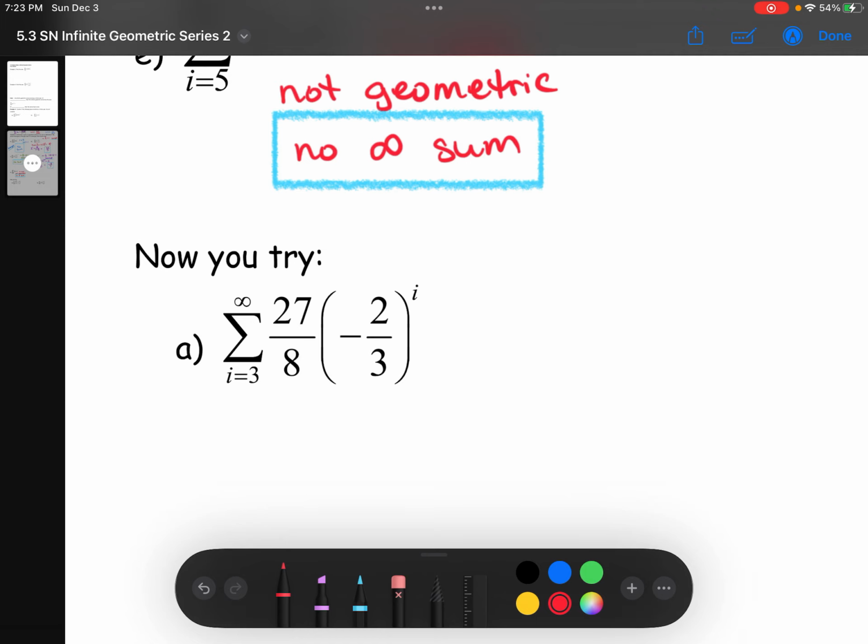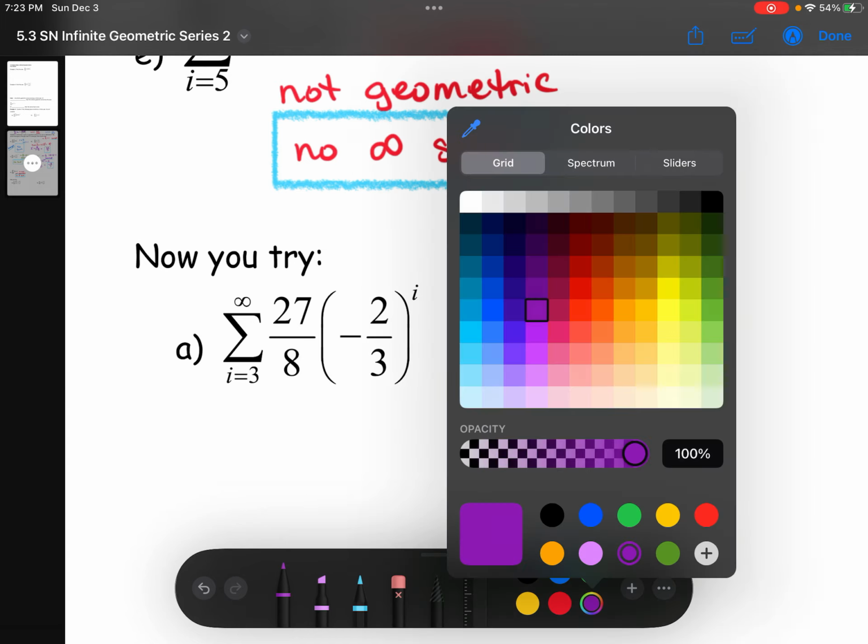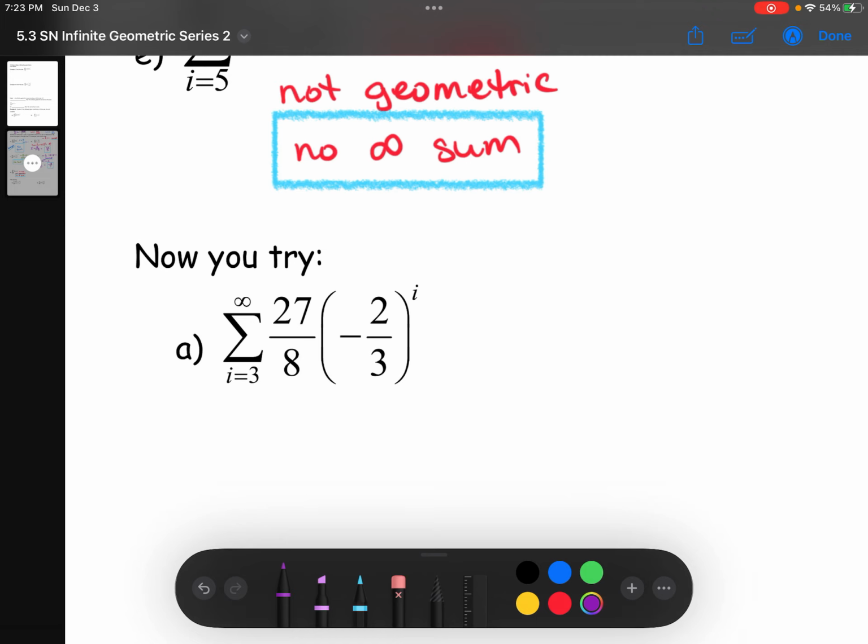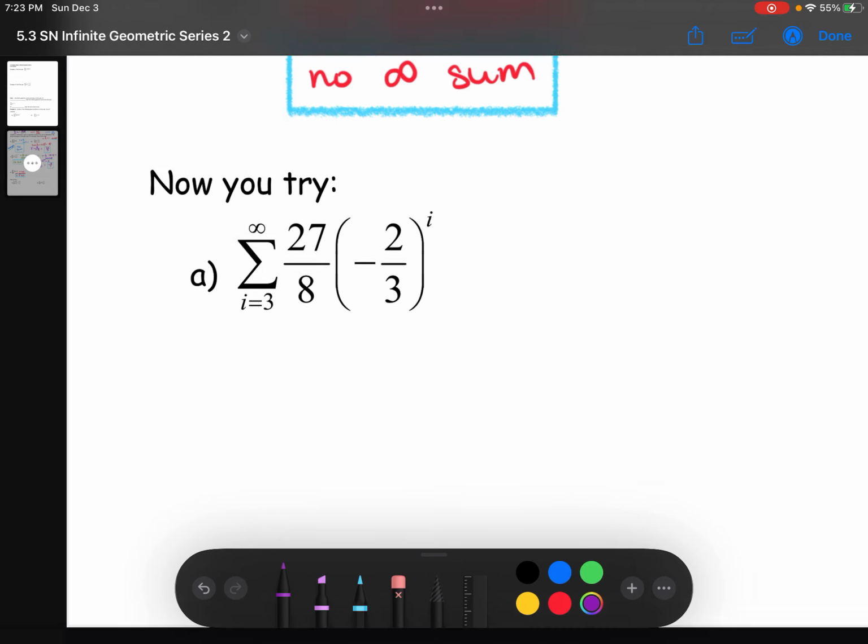All right, give yourself a minute to try these two problems, A and B, here on the bottom. Go ahead and pause this video while you try those, and then come back and watch the rest of it.